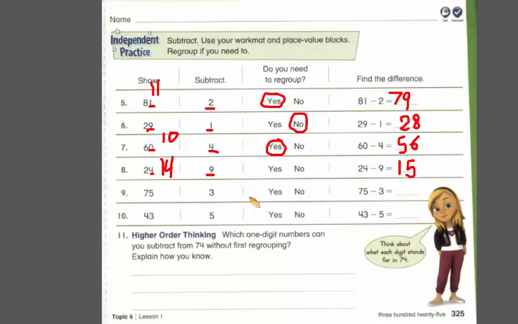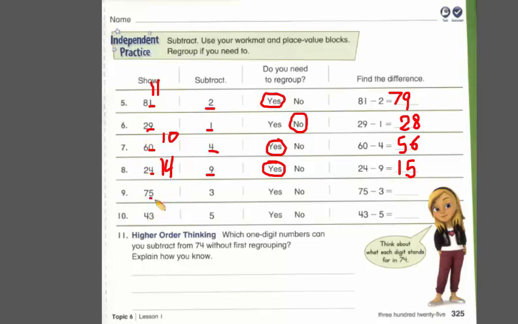We did regrouping? Yes, we did regrouping. Why did we do regrouping? Because 4 is less than 9. And in subtraction, we can't start with the lesser number. We must start with the greater number. So we regrouped 1 ten for 10 ones.